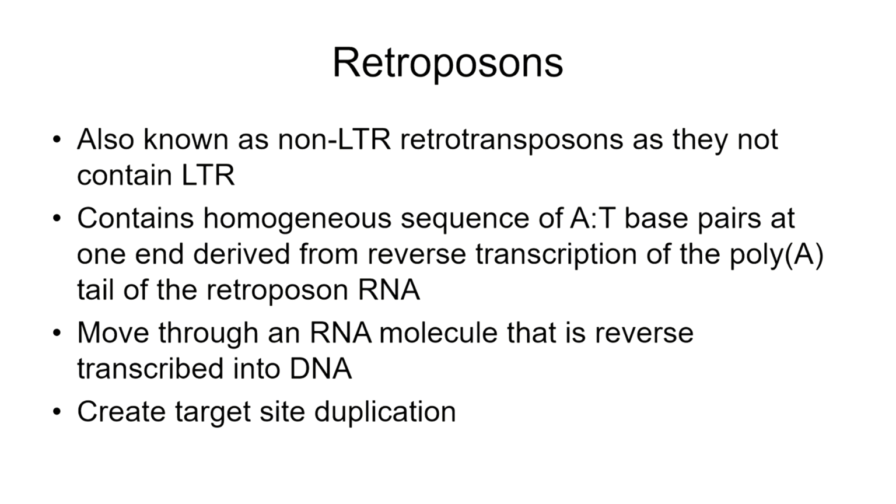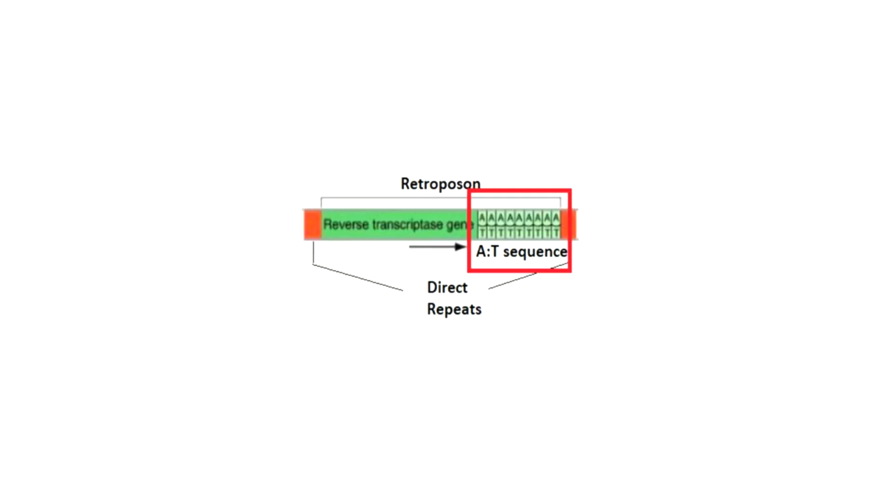Now let's talk about another category of retrotransposon, which is the retroposons. Retroposons are also known as non-LTR retrotransposons, as these elements lack long terminal repeats as found in retrovirus-like elements and retroviruses. Instead, these elements are distinguished by a homogeneous sequence of 80 base pairs at one end. If you go through the genome composition of retrovirus or retrovirus-like elements, they all have this poly-A tail present at the 3' end of their RNA.